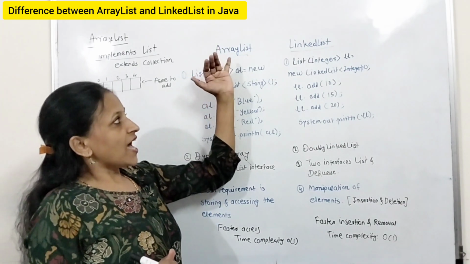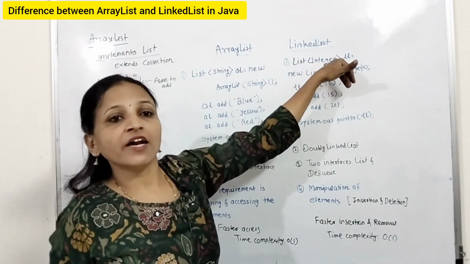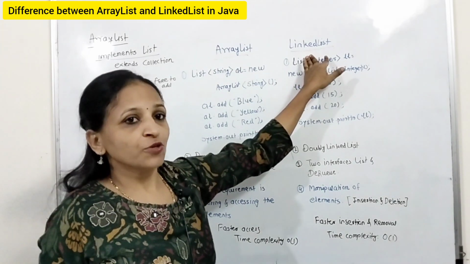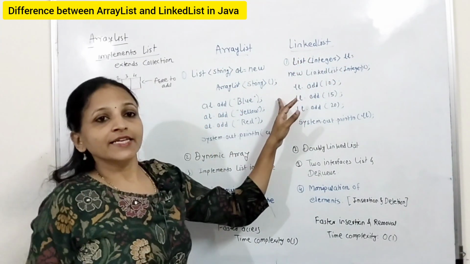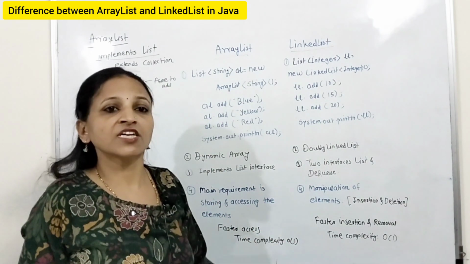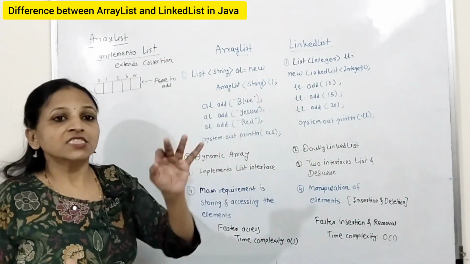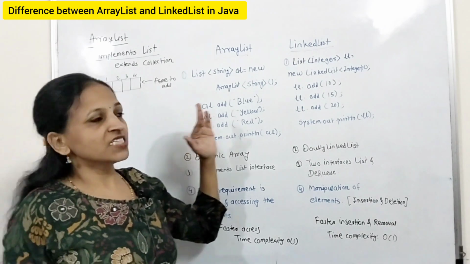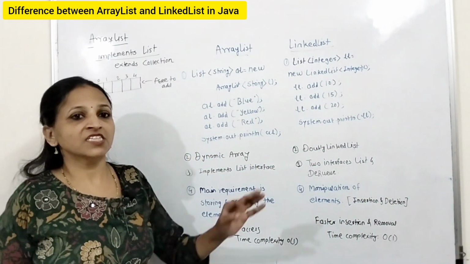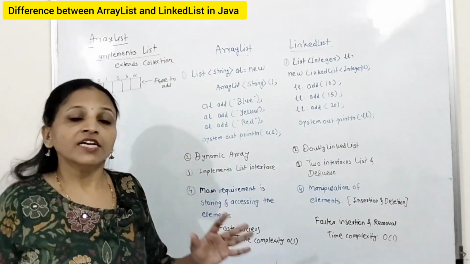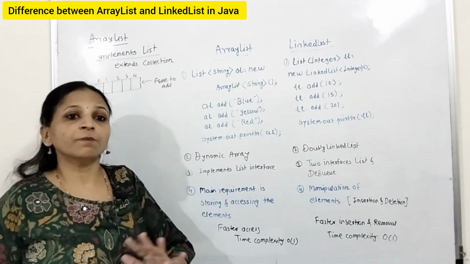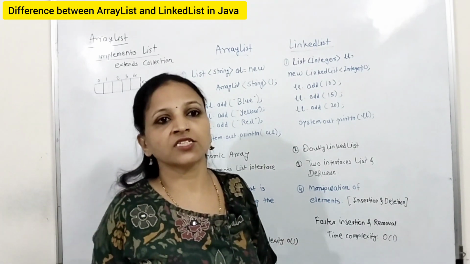ArrayList and LinkedList are both part of the collection framework present inside the java.util package. Both are linear data structures. Both have the add method and remove method, the same methods present inside the List interface. This is the similarity between ArrayList and LinkedList. Actually, LinkedList is not only implementing the List interface, it is also implementing the Deque interface, because there is the concept of a doubly linked list, and that type of internal structure is there.